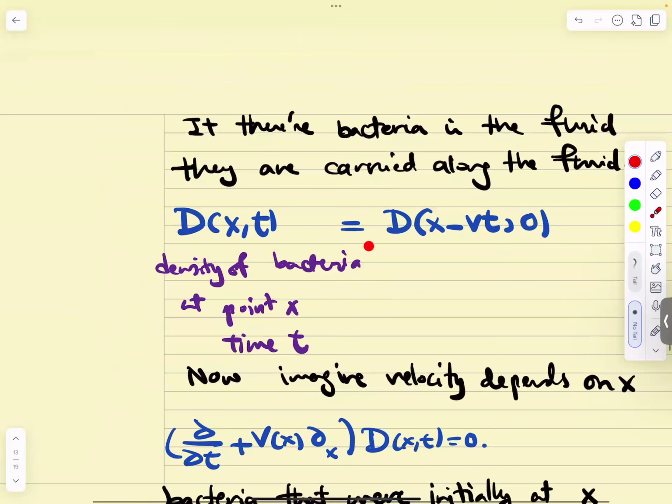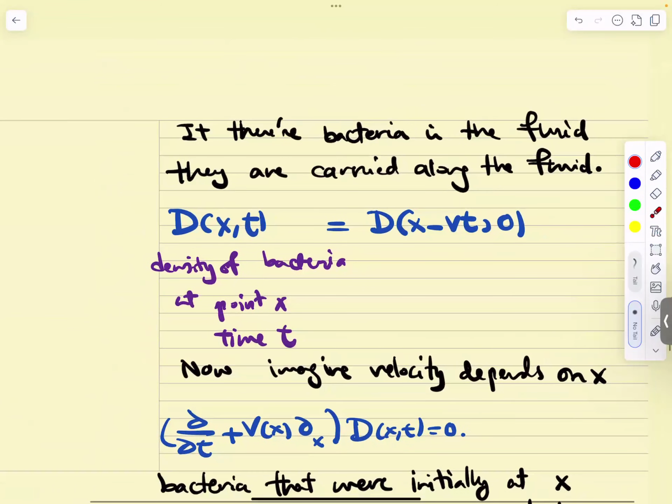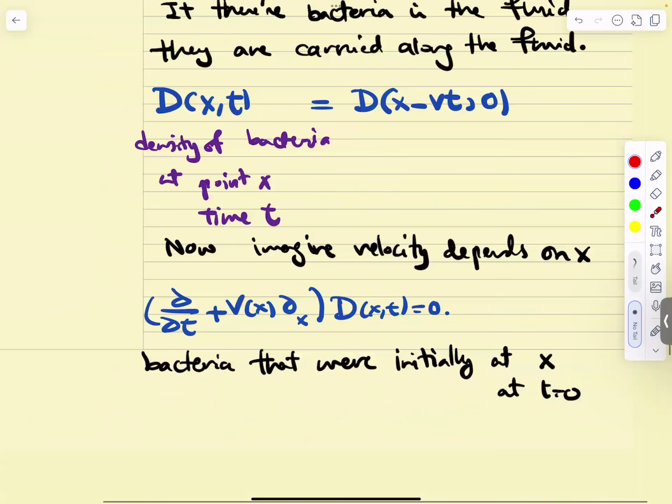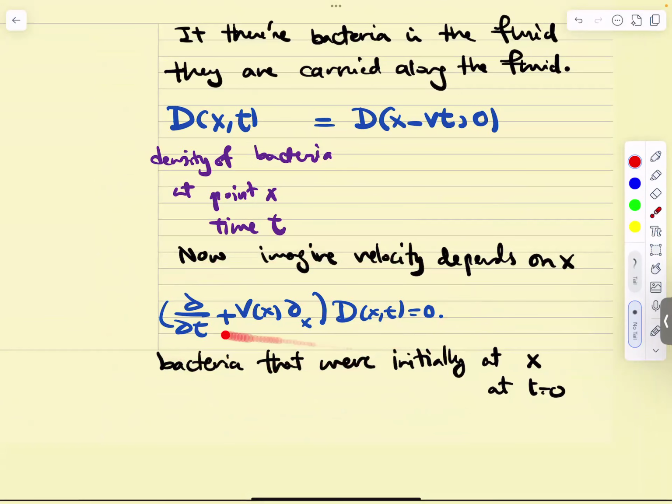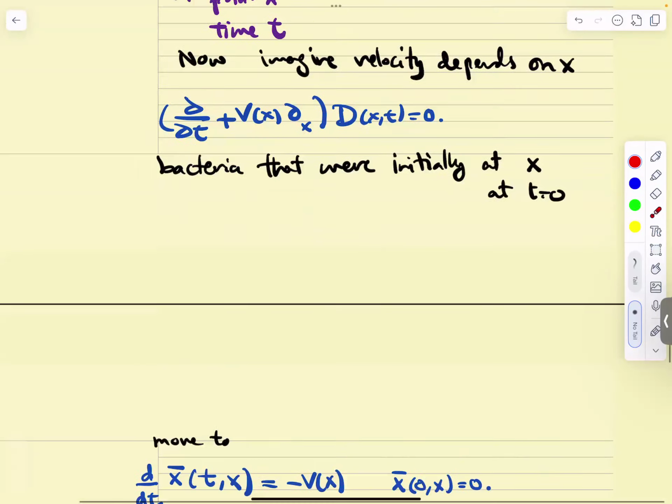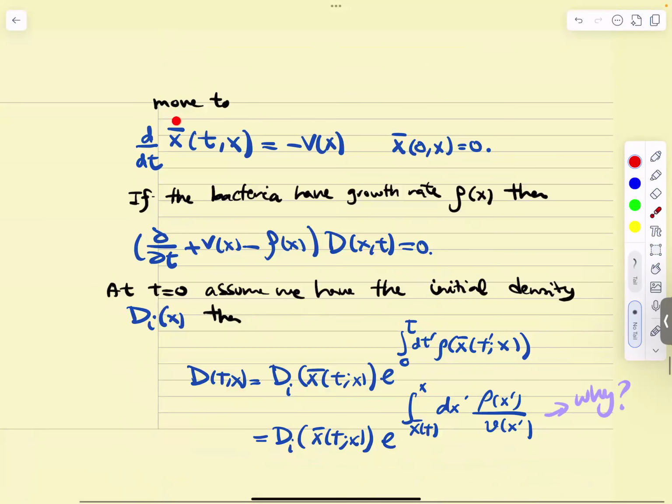So the density of bacteria at point x at time t is d of x and t. As you move along the fluid, it goes to x minus vt; d of x minus vt at 0 goes to d of x and t. These two are the same, right? So this is a solution to that when the velocity is position dependent. Okay, so this is solving for the position as a function of t and x.